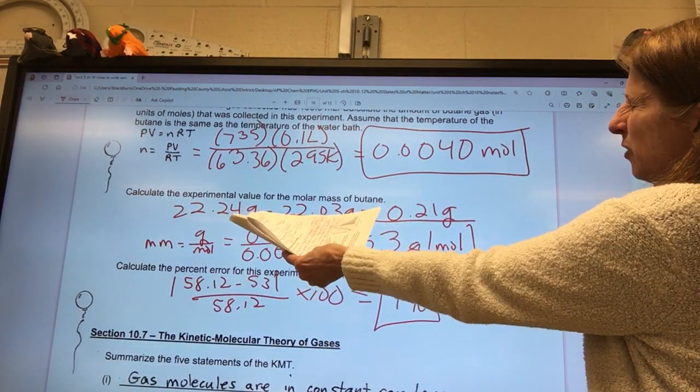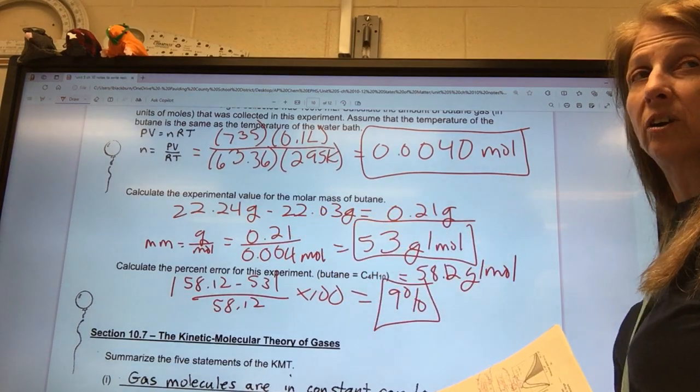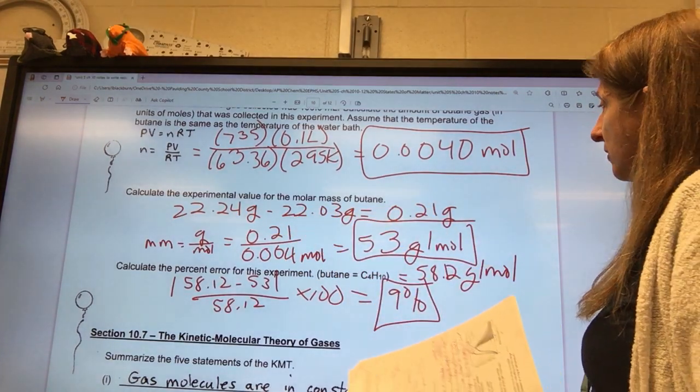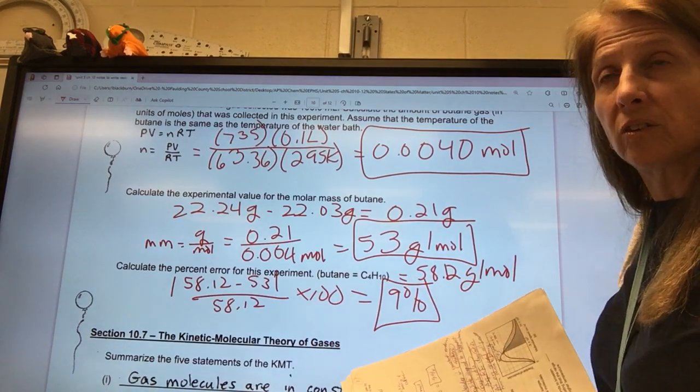So it is the lighter with the gas minus the empty lighter. So it makes sense. Any other questions?